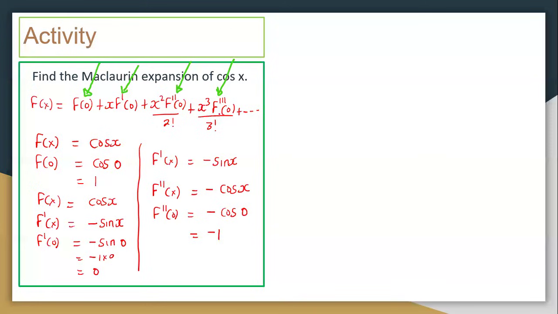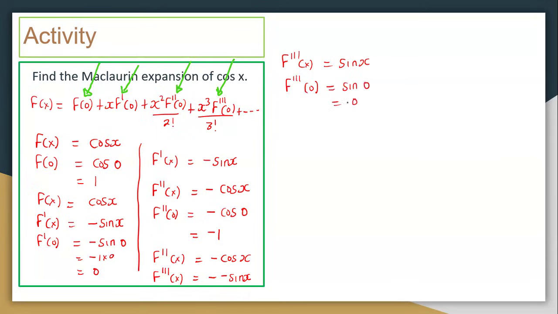Then I go to the next one, f triple prime of 0. We have our f double prime of x as negative cos of x. To find f triple prime of x, I do my differentiation. When I differentiate, I will get negative of negative sine of x, which yields sine of x. After that, go on and find your f triple prime of 0. This will be sine of 0, which also gives us 0.